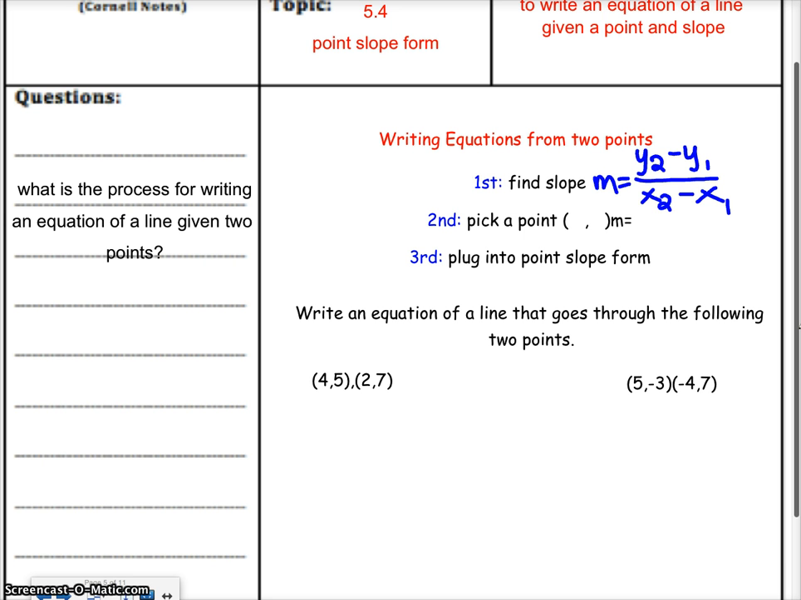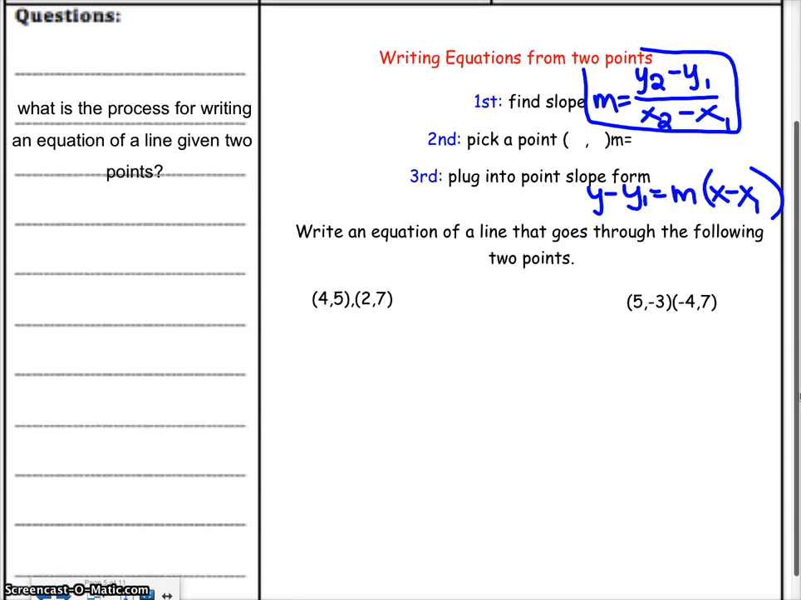And then you're going to pick a point. Any point. You're given 2. You pick either one. They'll both be the same. Pick a point and then plug into point slope form. Y minus y of 1 is equal to your slope times x minus x of 1. So the only difference here is step 1. That's the only difference. So if you felt great with the first page, you're fine with this too. You just have to find slope. You've already done it.